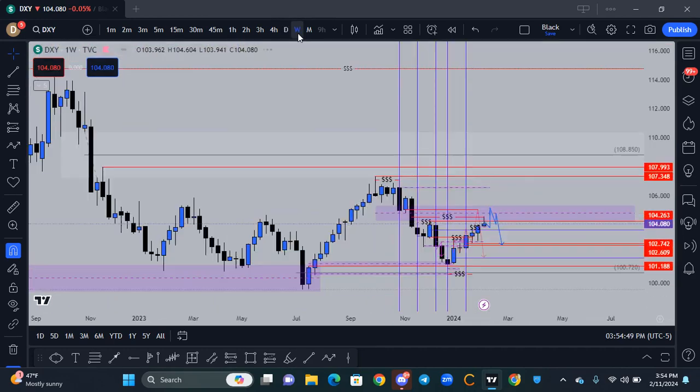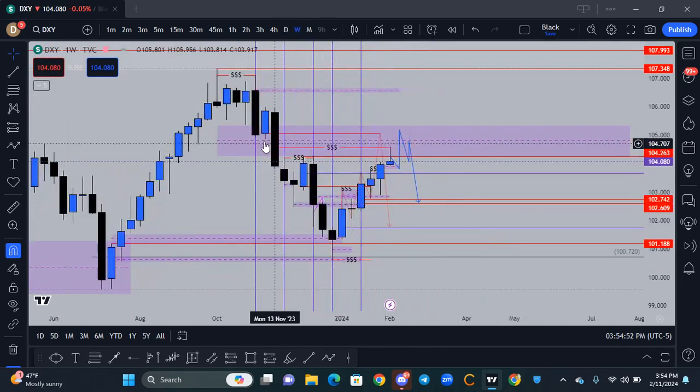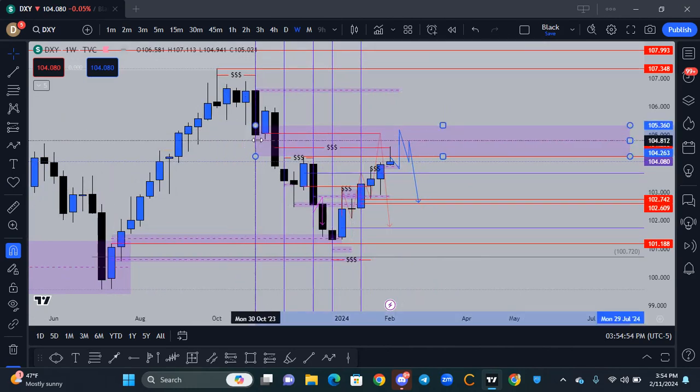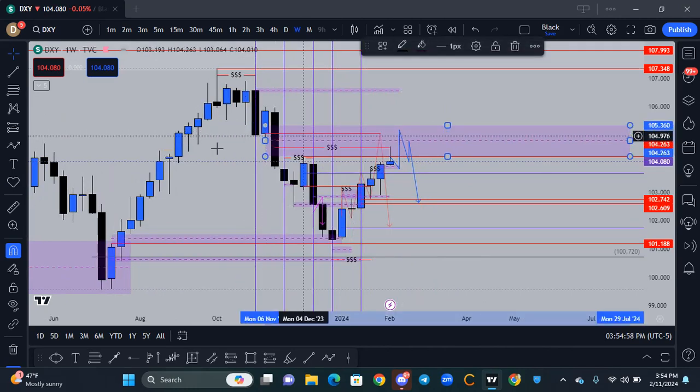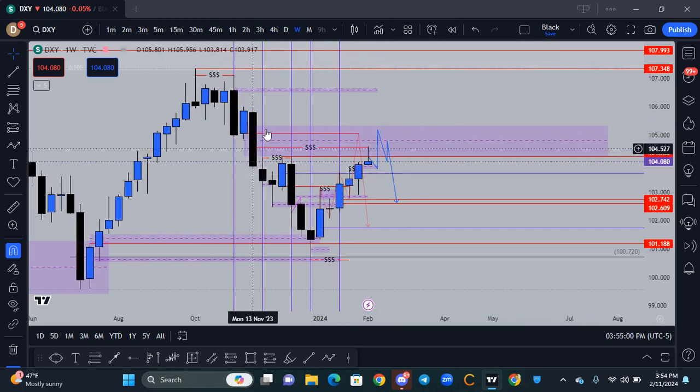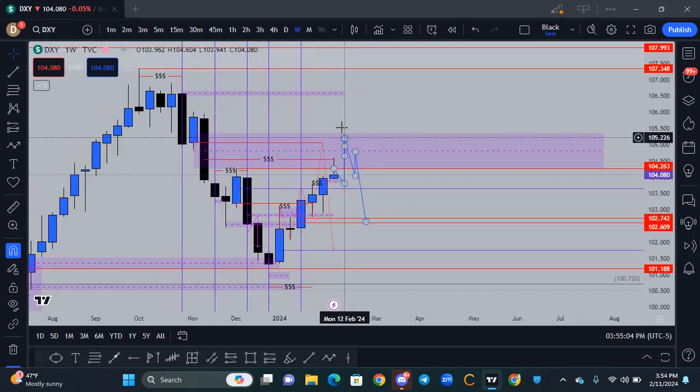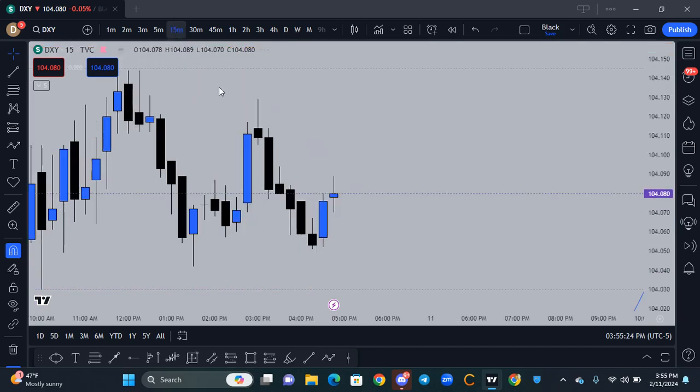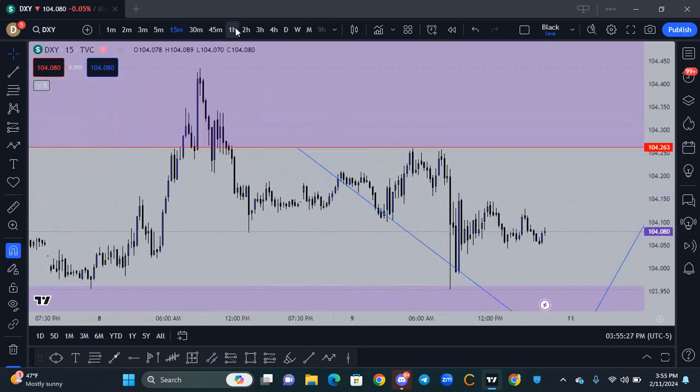But I want price to at least tap this order block I have denoted right here. It's the weekly order block, which is within the 60 days look back. So within the next 60 days, we should see price here. Or 20 days, it should not take that long. But yeah, so I want to see the dollar coming up.